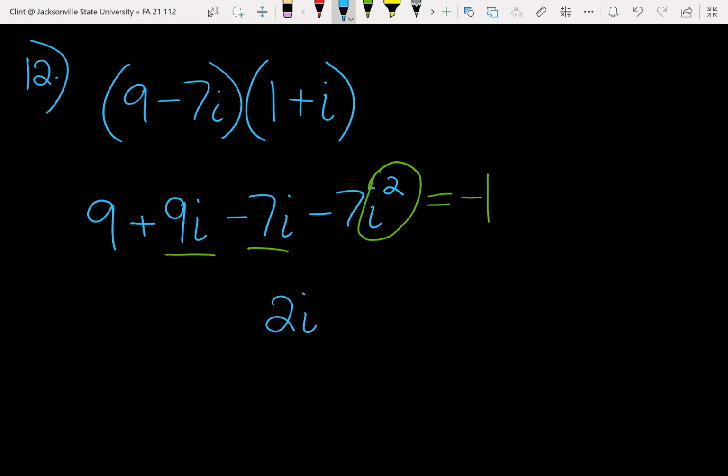And then we had 9 and minus 7, but we multiplied it by negative 1, so we got 9 plus 7. So we end up with 16 there. And since we're putting it in a plus bi form, I just went ahead and wrote it down that way. If you get 2i plus 16, you just switch it.